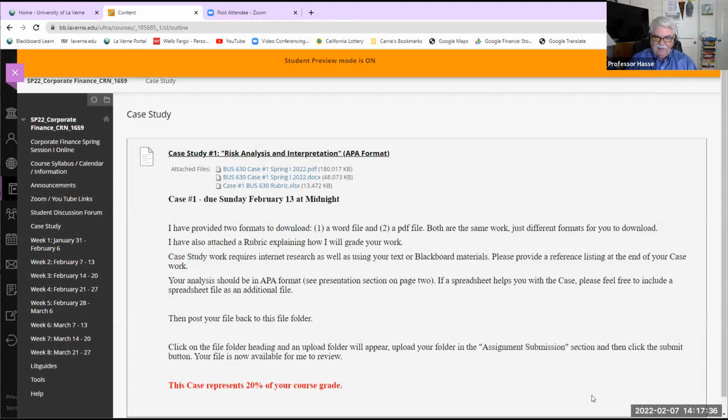Any postings after the midnight of Sunday, February 13th, or into Monday, you'll be deducted points if you are late. So if you're running into difficulties, running into problems, be sure you let me know so I'm aware and can help you with any concerns of meeting the deadline of midnight, February 13th, for this 5 to 10 page APA format risk analysis of your corporation.